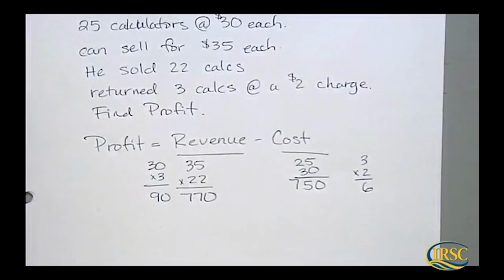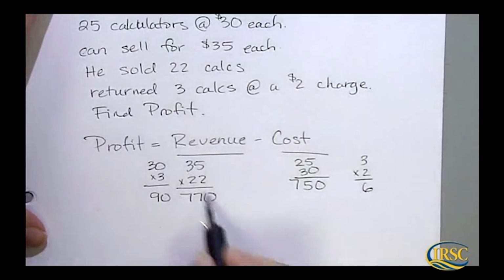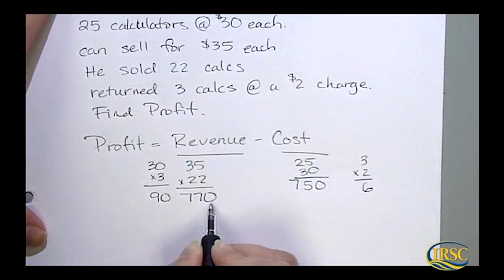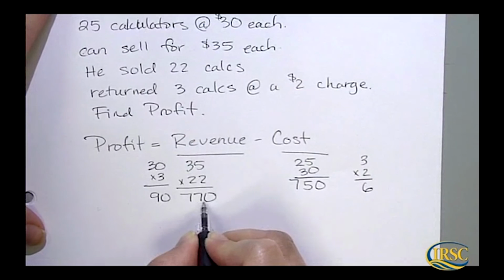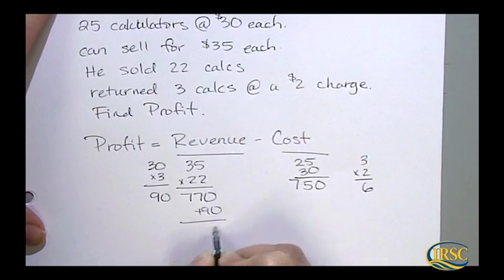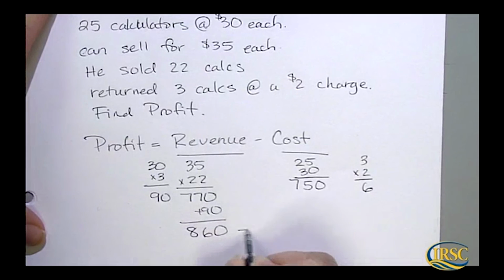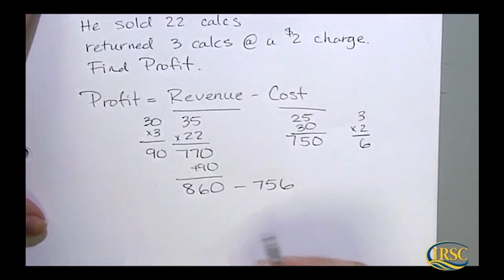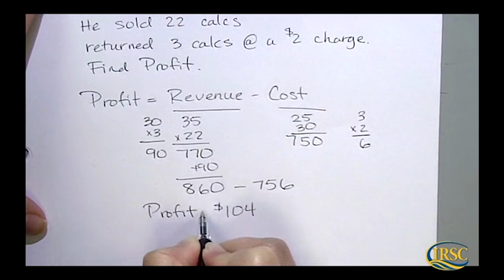Okay, so keep in mind that there's more than one way to do this problem. Some of you might have subtracted the $2 from the 30 and then figured out that's what he's getting back. Again, there's more than one way to work a problem. But now we have all of the money factored in. So altogether, add 90 here. Okay, 860 is in his pocket, but we have to take away the cost of 756, and that gives you a profit of 104.